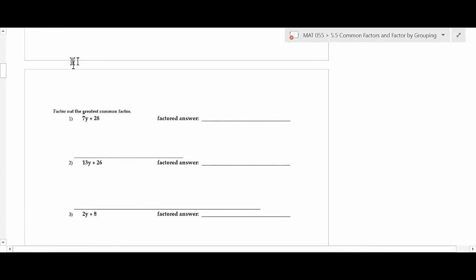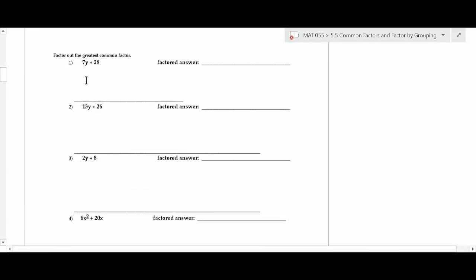Let's do kind of what we're after with the algebra now. Most of the time, you're going to be able to do this in your head. Whenever you factor, you're creating a multiplication problem. When you multiply it out, it's going to give you 7y plus 28. The first thing you want to do is look at 7 and 28 and figure out the greatest common factor. Hopefully you can do that in your head.